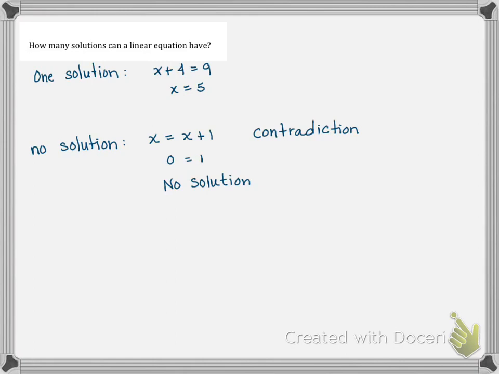Be sure that you actually make that conclusion at the end, right? So don't stop here. You actually want to say, okay, this means that there's no solution to that equation, which means no matter what number I plug in for x, this equation will never, ever be true. And then the last possibility is that there are infinitely many solutions.